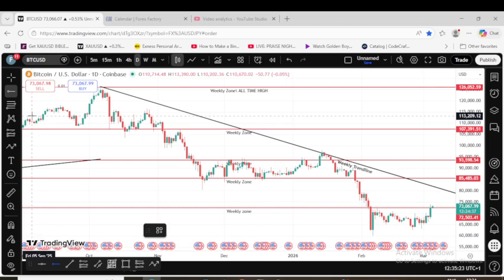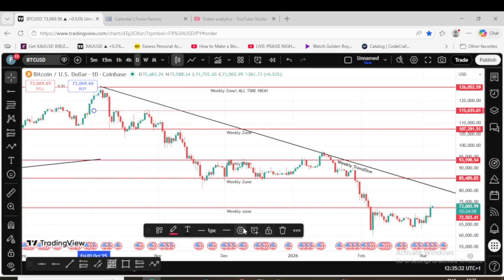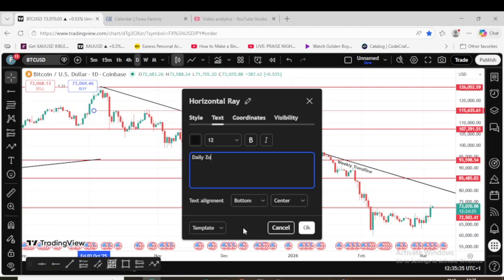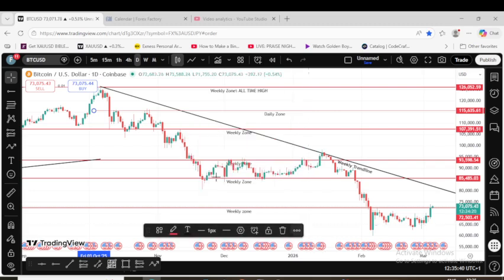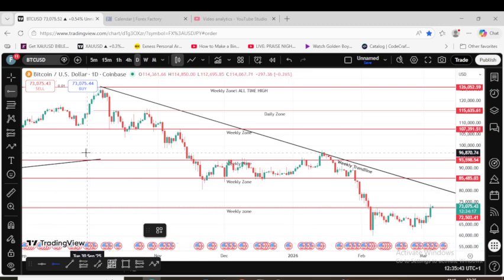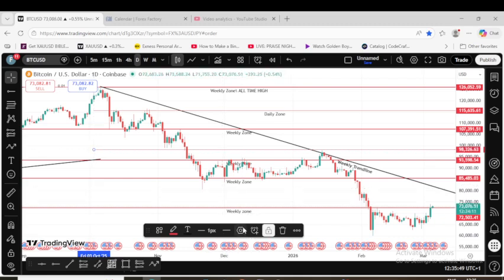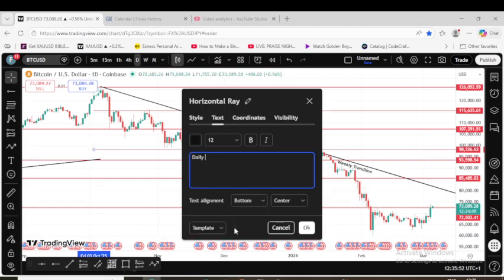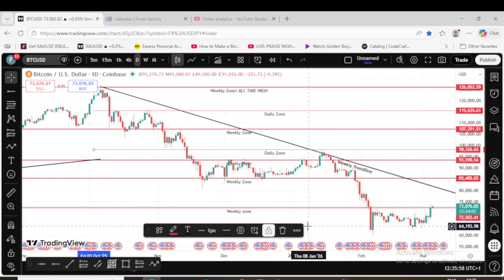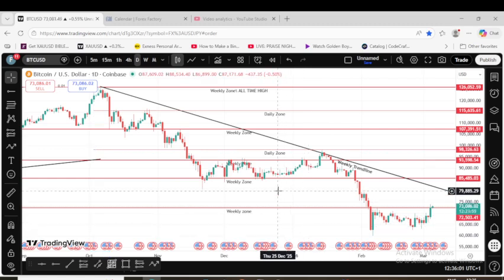So we have a zone here. You can see price found resistance on that level multiple times. So this is a daily zone. On that zone here, you can see that support became resistance at that level. So this is another daily zone. And that's all for daily zones.